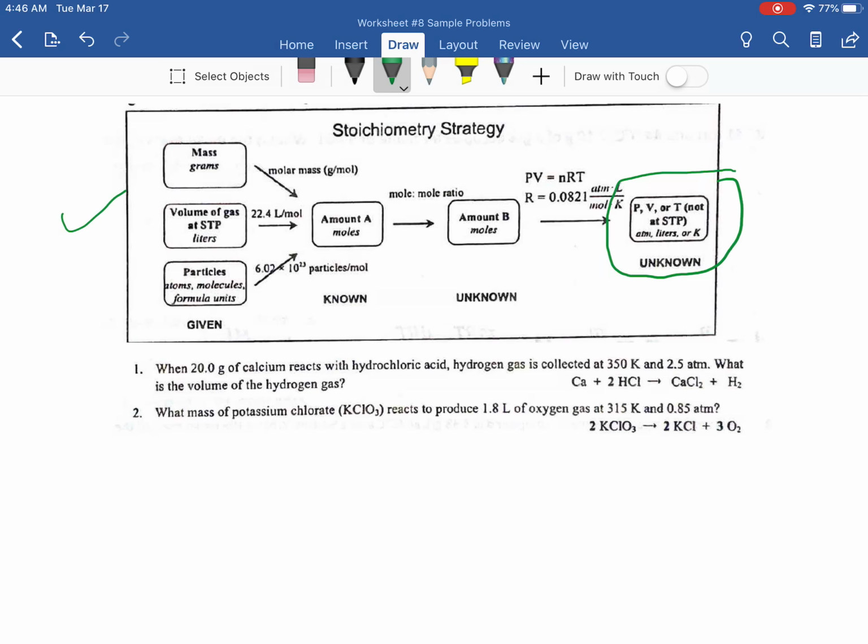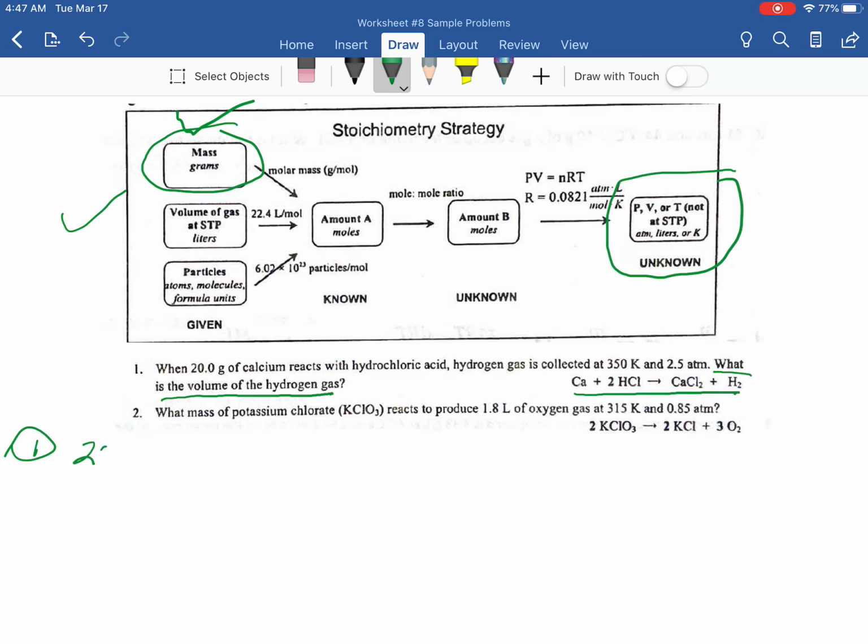And so what I'll do is the first two problems as an example of going at it from the direction of on this side over to our gas, or from our gas over to something else. So if you look at problem number 1, we have 20 grams of calcium reacting with hydrochloric acid. We get hydrogen gas collected. What's the volume of the hydrogen gas? And very nicely provided for you here is a balanced chemical equation. So looking at what we're asked, what is the volume of the hydrogen gas? We're going to start with 20 grams of calcium, so we're over in the mass section right here, and we're going to go from the left of this stoichiometry strategy to the right.